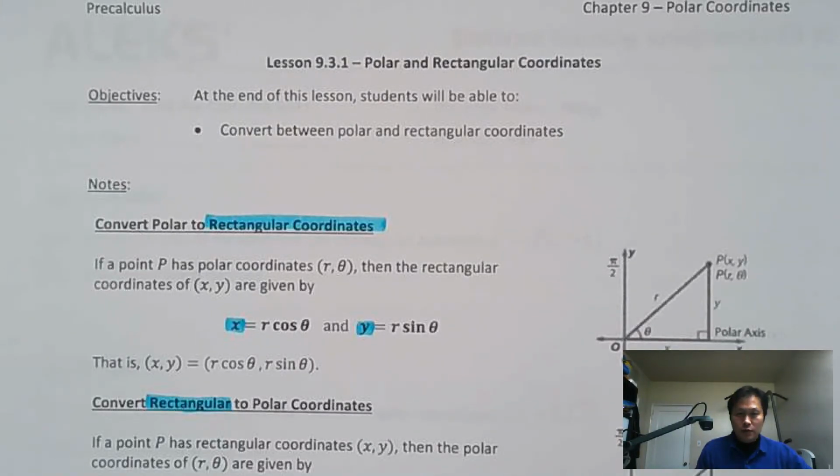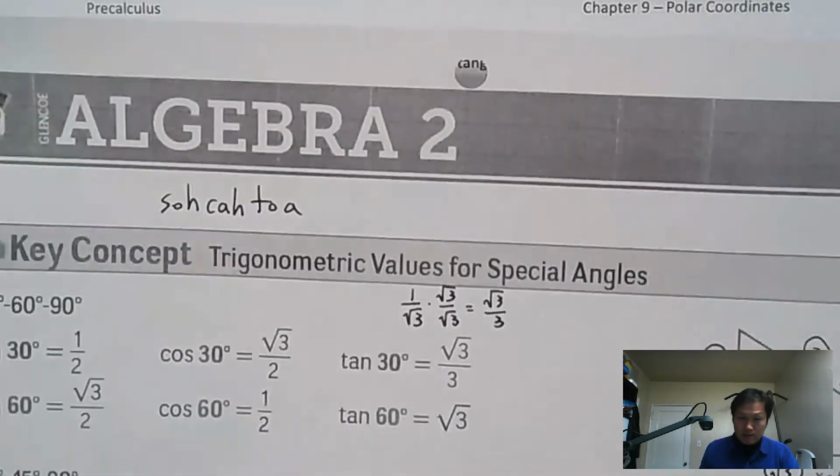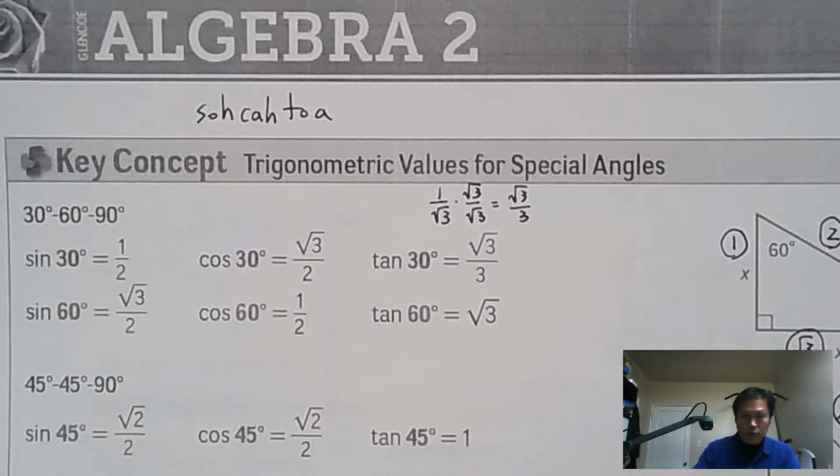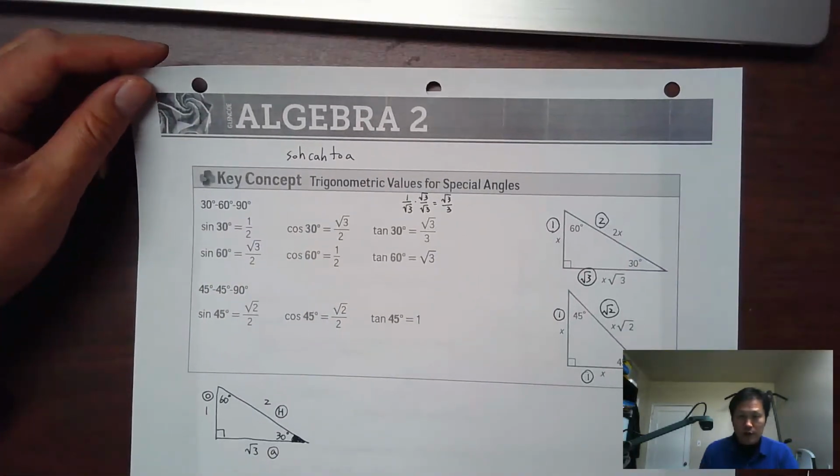Hi everyone, today's lesson is 9.3.1 Polar and Rectangular Coordinates. We will learn how to convert between polar and rectangular coordinates. Before we go into that lesson, I want you to do some review of special triangles.